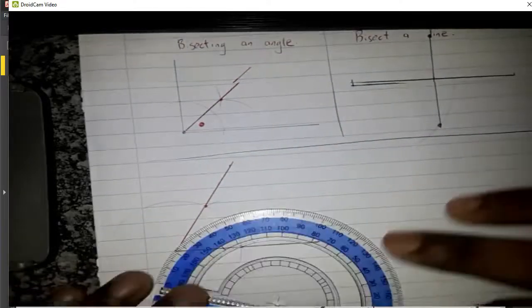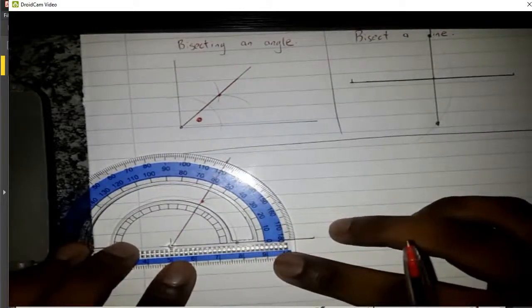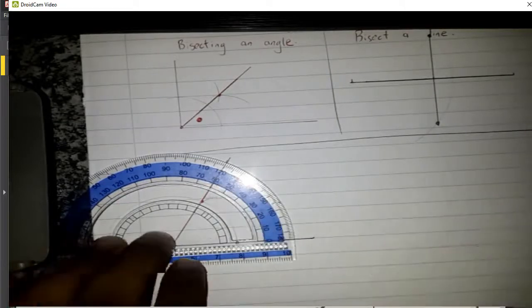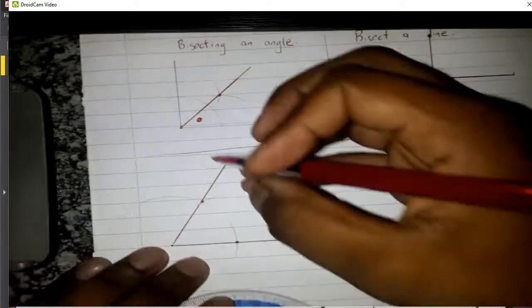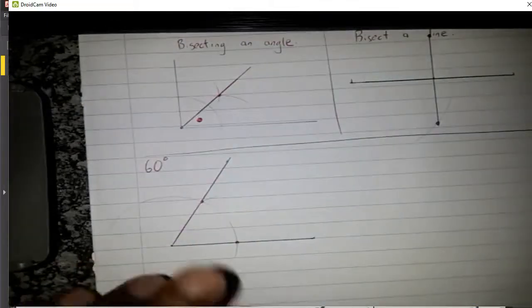Let's double check if this is a 60 degree line. Let's check. Perfect. Can you see the 60 degree line? Right. So to construct a 30, so far we constructed the 60 degree. To construct 30, it's exactly what we did for the 60, but we need to bisect this angle.